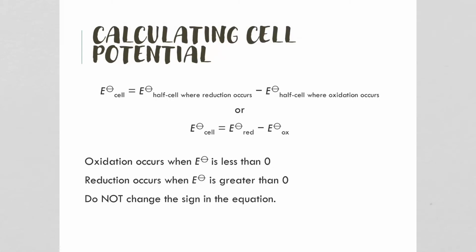So we can calculate the cell potential in the following way. The potential of the cell is equal to the electrical potential of the half cell where the reduction is occurring minus the half cell where the oxidation is occurring. So oxidation happens when the electrode potential is less than 0. Reduction happens when the electrode potential is greater than 0, but you don't change the sign in the equation.